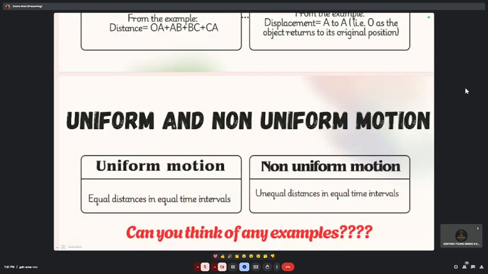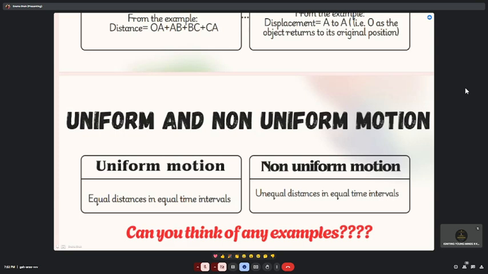Ma'am, a car moving at 5 km/h speed, ma'am. That means it covers 5 kilometers in 1 hour. It covers 10 kilometers in 2 hours, 15 kilometers in 3 hours. If that is how it continues, then it becomes uniform motion. And non-uniform motion is obviously where its distance coverage changes with time. Because initially it travels, let's say, 10 kilometers in the first hour. Then the speed increases and it can cover more than 40 kilometers in the next hour. Then it means that there is a coverage of unequal distances in equal time intervals.